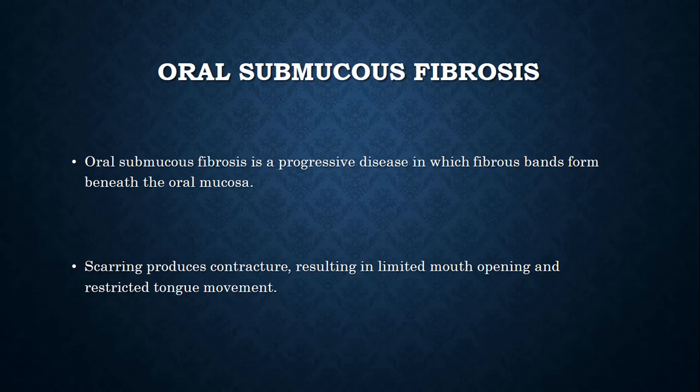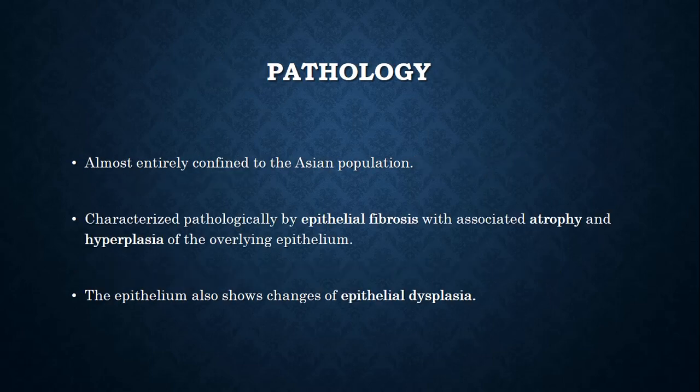Oral submucous fibrosis is a progressive disease in which fibrous bands form beneath the oral mucosa. Scarring produces contracture resulting in limited mouth opening and restricted tongue movement. It is almost entirely confined to the Asian population, characterized pathologically by epithelial fibrosis with associated atrophy and hyperplasia of the overlying epithelium. The epithelium also shows changes of epithelial dysplasia.